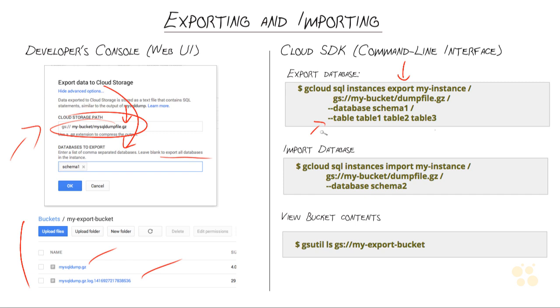Those options are not available over in the Developers Console. You can also import with gcloud sql instances import. And you can view your bucket using something called gsutil. This is installed with the Google Cloud SDK. It's a slightly different utility. gsutil ls, and then you pass in the URI for your Google Cloud Storage bucket, gs:// the name of your bucket, that's the URI. That'll list all of the contents, all the files that are inside of a bucket, similar to what we did right over here in the UI.